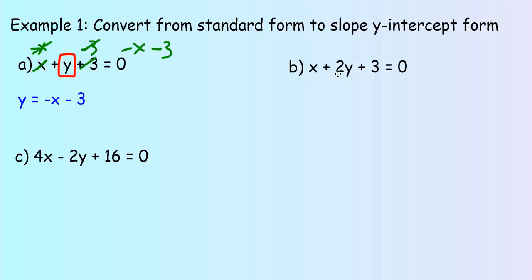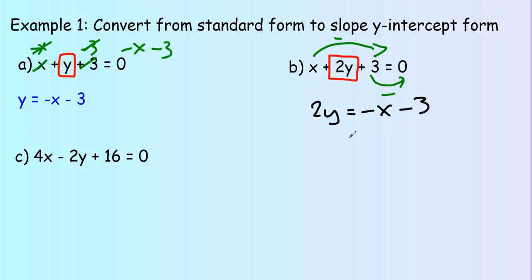What if we have something a little bit more complicated? Now y is not by itself, it has a 2 there. You're still going to do the same thing. I still want my y on the left side, which it already is, so that's fine. I still want to bring x to the other side and 3 to the other side. What's the opposite? It's the same thing in this case. They're both subtraction. So when I rewrite this, I'm going to have 2y is equal to -x minus 3.